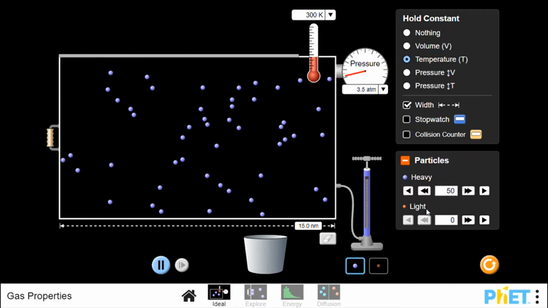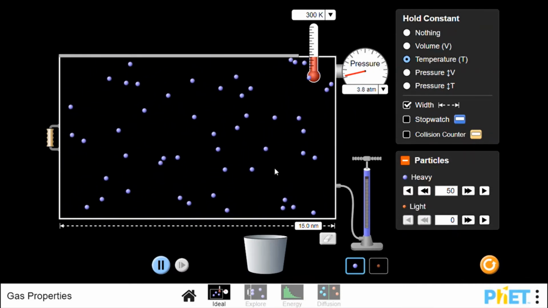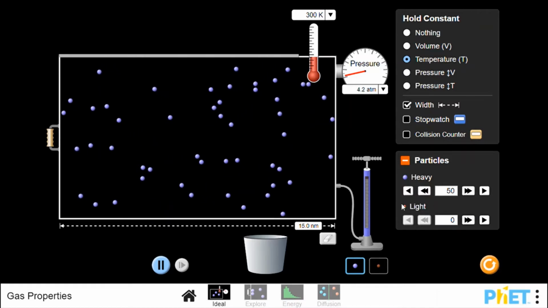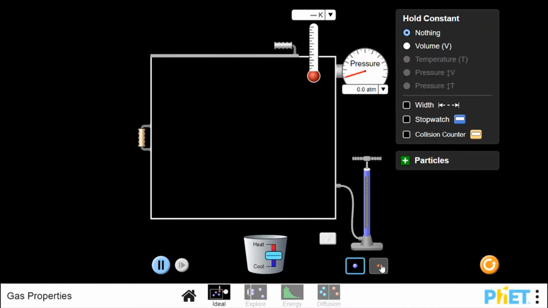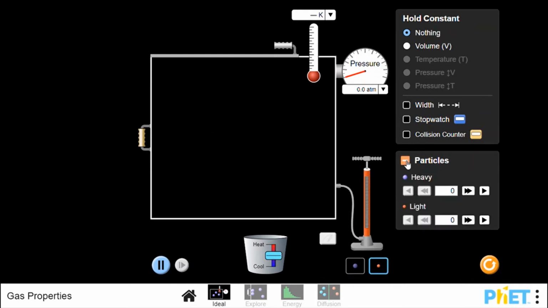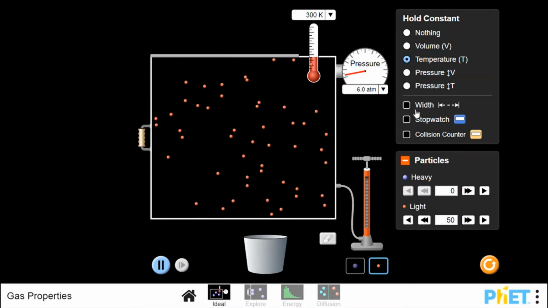Next, I will move to the other step to show the small particles. So I will reset again. I will do the same as before, but for the smallest one. I will reset again and repeat the steps, using 50 small particles. Then I will set the temperature as a constant, and then turn on the width.